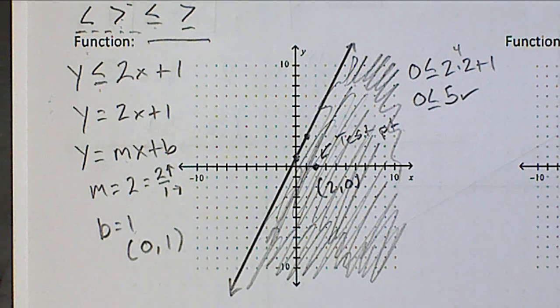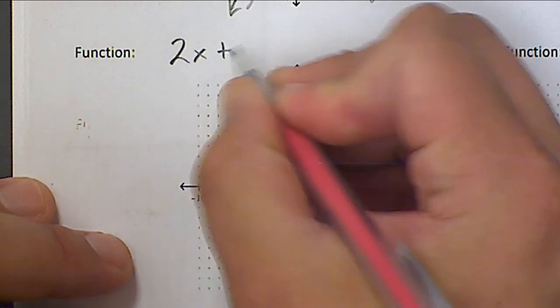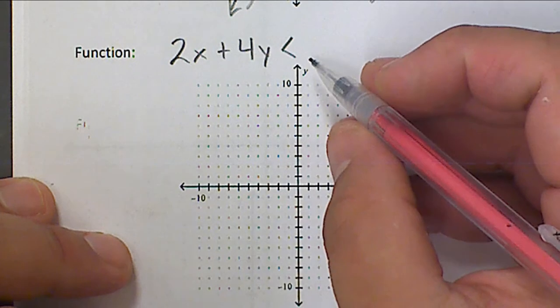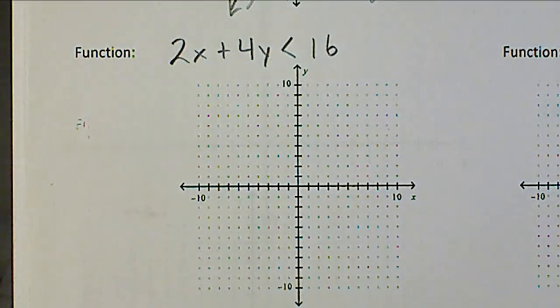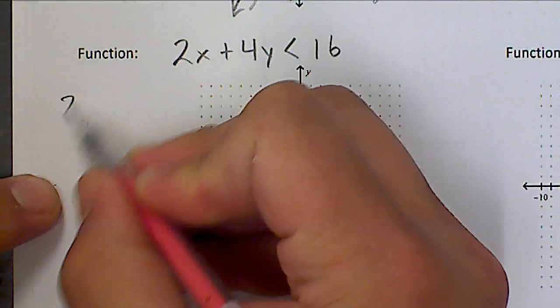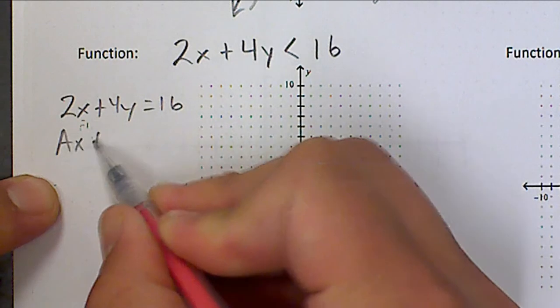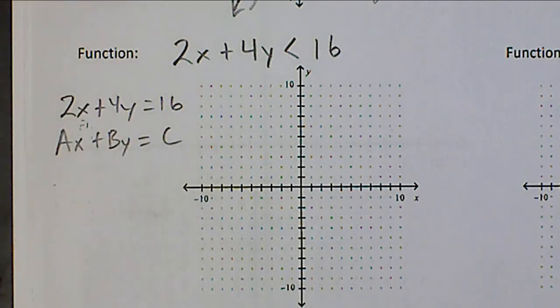Okay, let's keep going. I'm going to do a different one. We're going to graph the function 2x plus 4y is less than, let's say, 16. This one looks like a linear equation written in standard form, ax plus by equals c. One way you can graph this is to look at the intercepts or do the cover-up method.